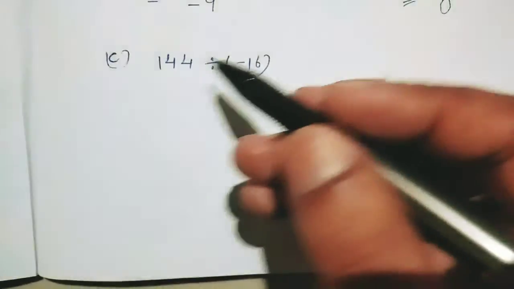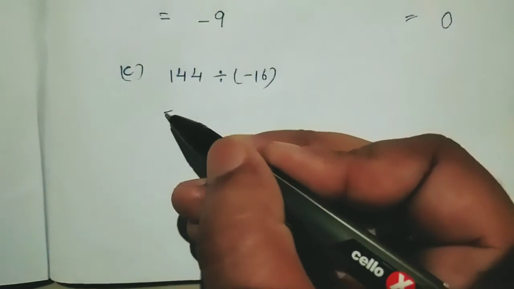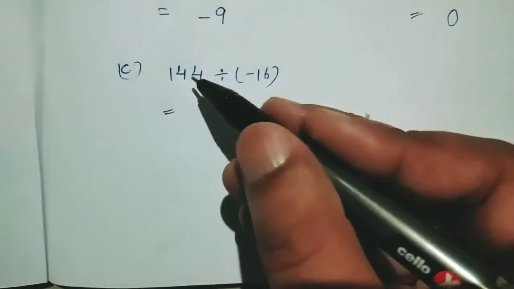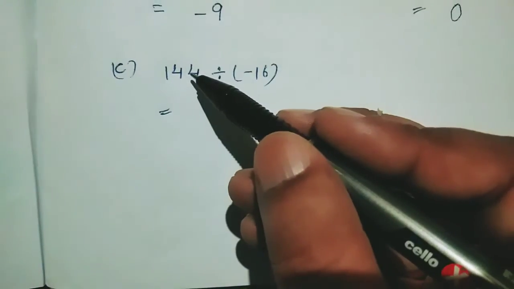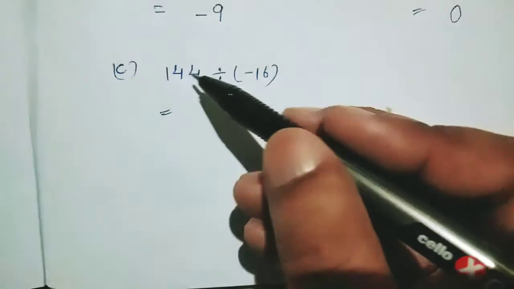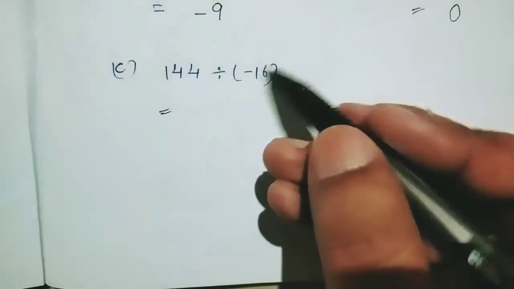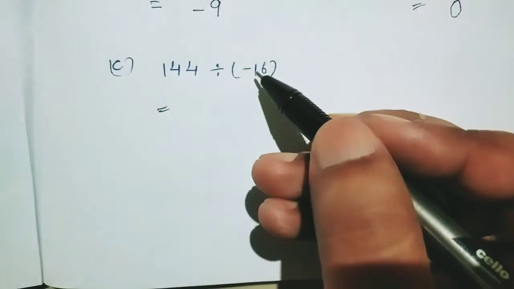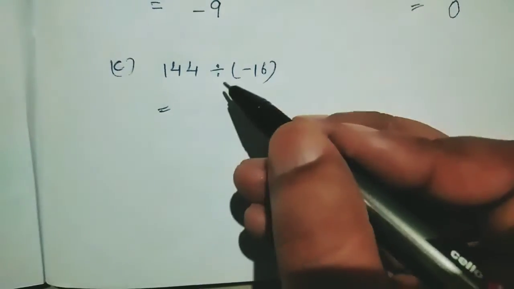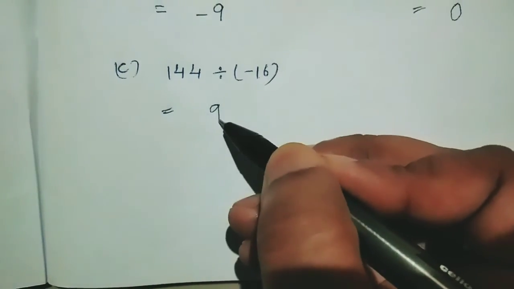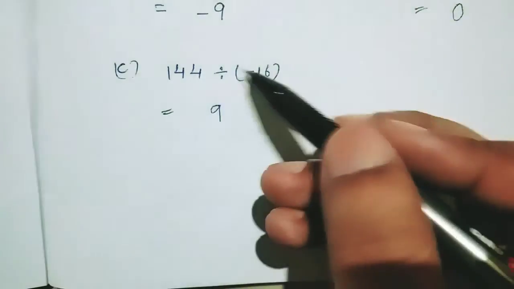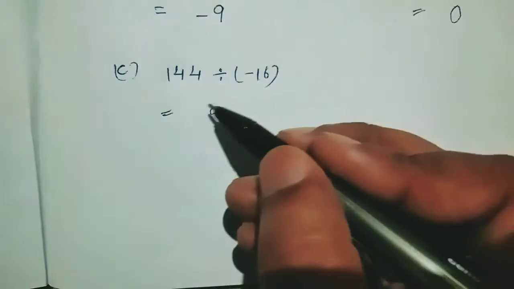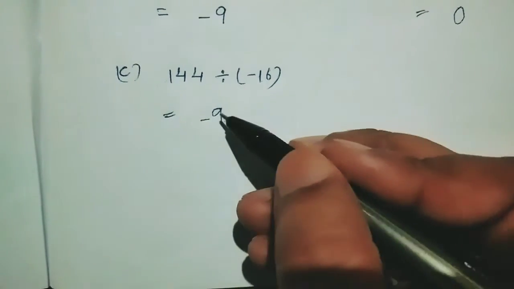Now question number C. Here in question number C, the question is 144 divided by minus 16. So here again two opposite signs, here plus sign, here minus sign. But what do you do first of all? First of all, divide the numbers. So 144 divided by 16. When you divide it, what is it coming? 16 9s are 144. So the answer is 9. Okay. Now what is the sign? So here plus sign, here minus sign. So plus minus is always minus. This is the rule. So the answer is minus 9.